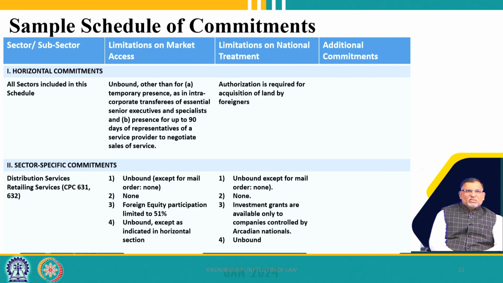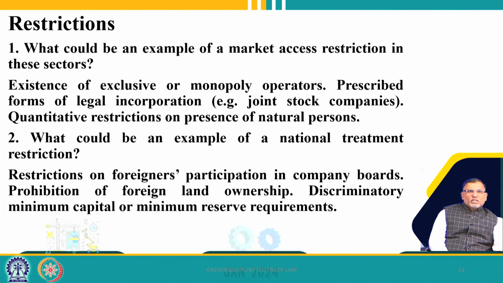So, you can see the sector and horizontal commitments, other sector specific commitments, limitation on market access, limitation on national treatment, and additional comments if any. So, they can put it as specifically bound or unbound. So, for example, under limitation on national treatment, authorization is required for acquiring land by foreigners. This is one of the Indian conditions. So, you can see these are the type of schedules which are attached with all WTO agreements.